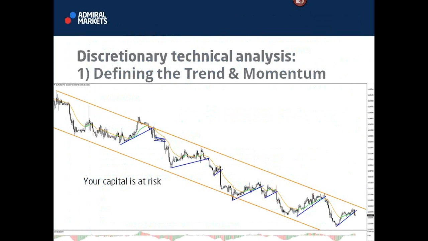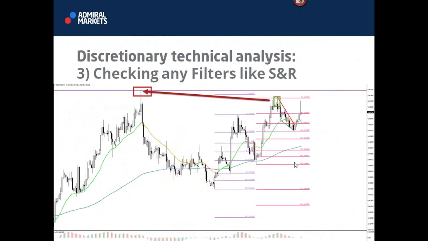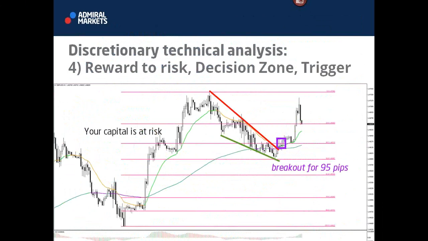Depending on circumstances, I will preferably be looking to trade with the trend and momentum. I'll be looking for opportunities such as Fibonacci, which we'll be talking about today, and patterns to establish where there could be an opportunity to trade with that momentum. Thirdly, I check if there are any filters, anything that could block a trade from materializing, like, for instance, pivot points.